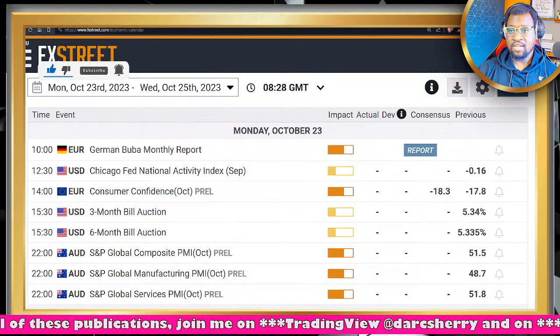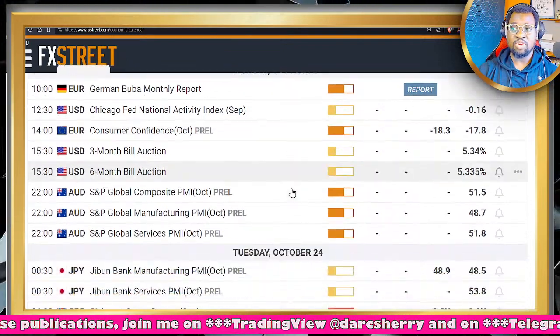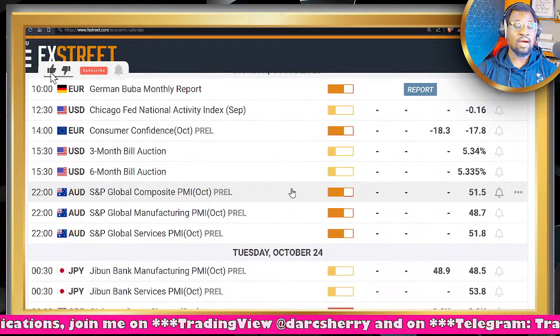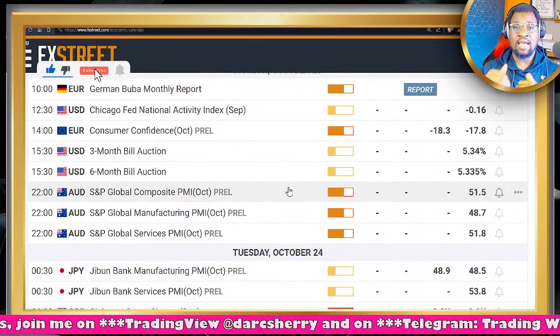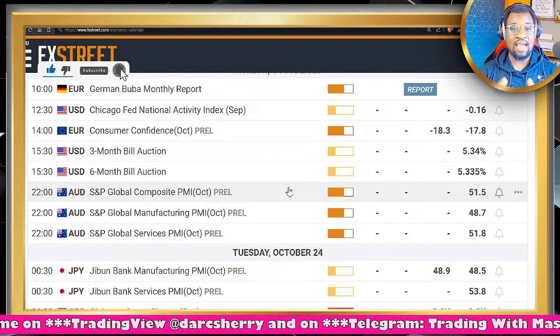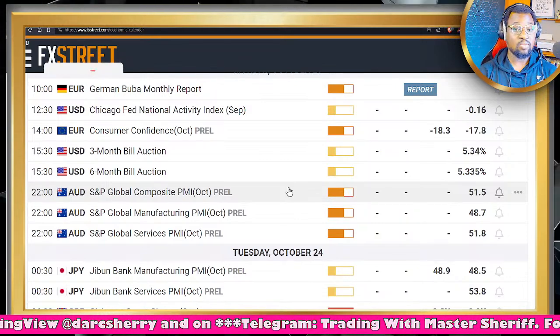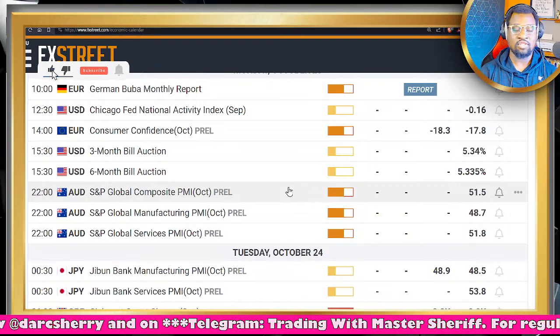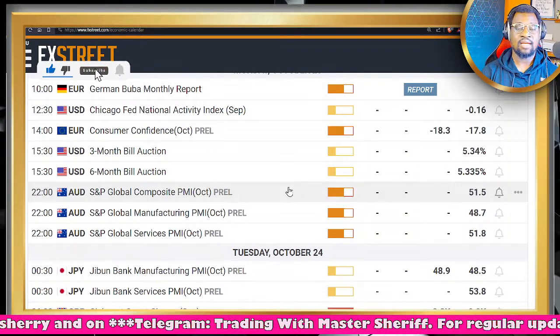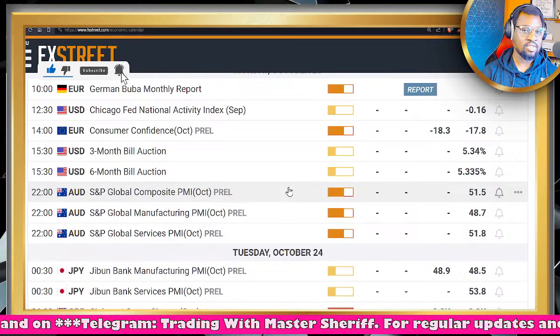So on the economic calendar, we usually focus on high impact events from the economies that affect the assets on our watch list. And for this week, based on the assets we are looking at, remember we are looking at the GBPUSD, we are looking at the XAUUSD, and of course the USOil Spot.